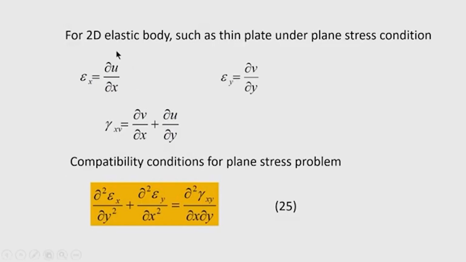The strain compatibility equation can be obtained very easily from the strain expressions that we have derived, the normal strain as well as shear strain. The compatibility condition for strain is given as del square epsilon x by del y square plus del square epsilon y by del x square equal to del square gamma x y by del x del y, where gamma x y is the shear strain.